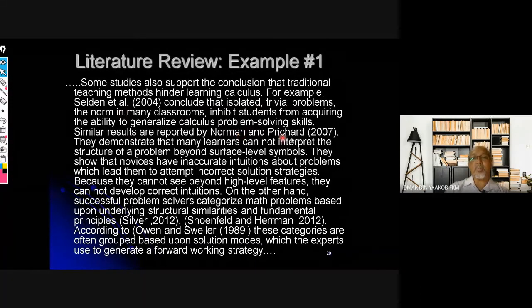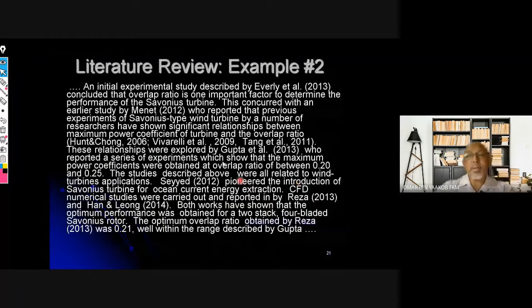Now it's comparing Norman and Selden. Selden and Norman are similar, and then they did this and so on. And what did Norman Pritchard do? On the other hand, that means on the other side of the story, there are other people. So these are some of the other people. That's an example. This one is another example.